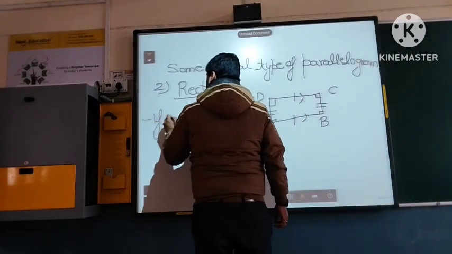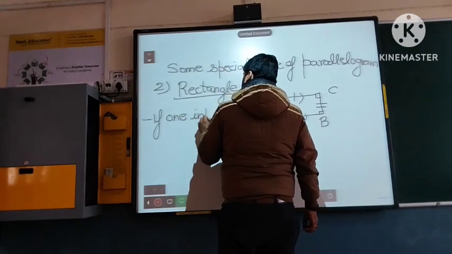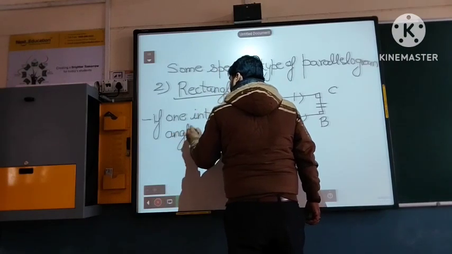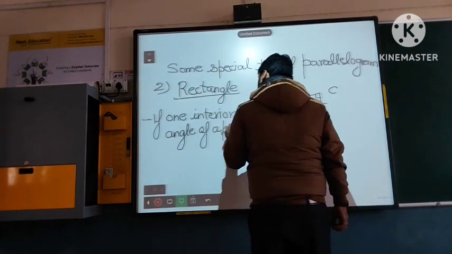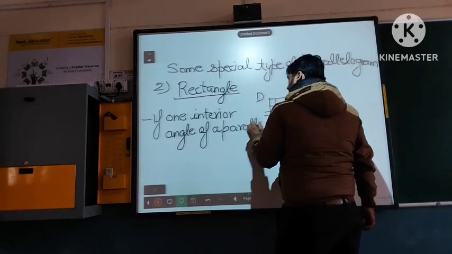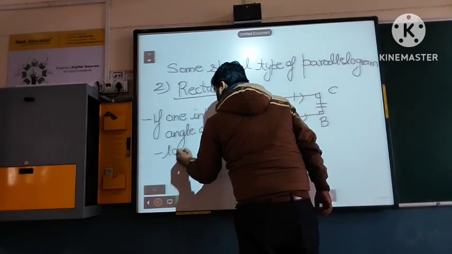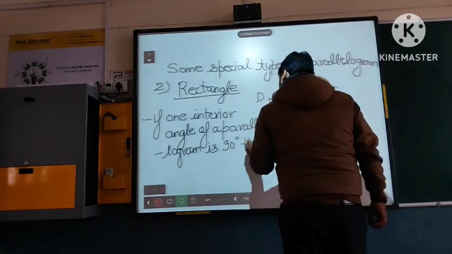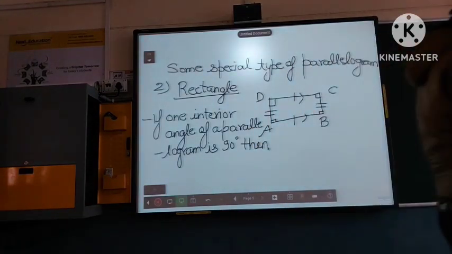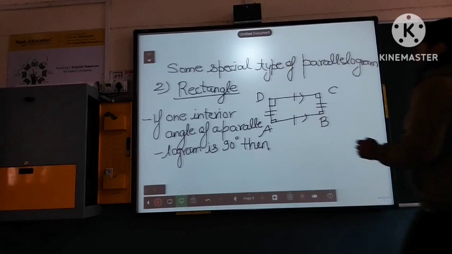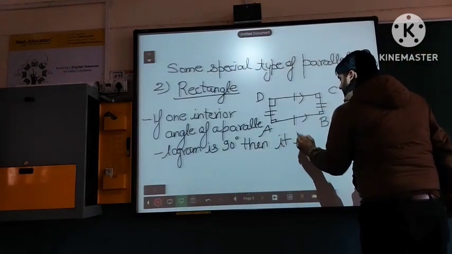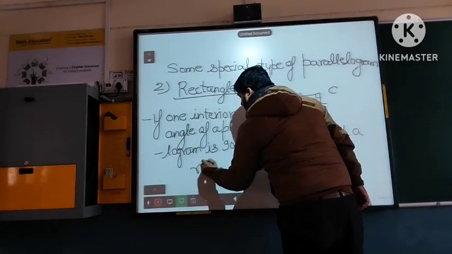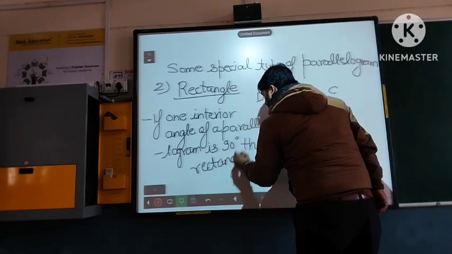If one interior angle of a parallelogram is 90 degrees, or it is a right angle, then it is called a rectangle, because a rectangle has all the properties of a parallelogram. Only in the parallelogram, if one interior angle becomes 90 degrees, then it is called a rectangle.